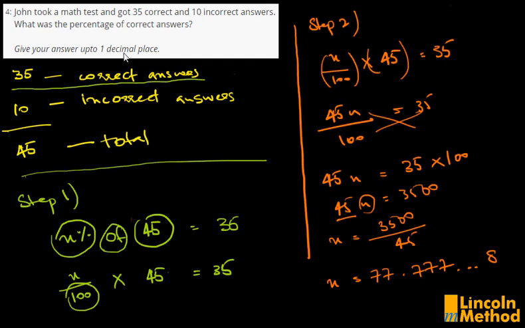Now since the question wants us to give an answer up to one decimal place, we can round it off to x equals 77.8, and since we're dealing with percentages, let's not forget the percent sign. So x is 77.8%, which is the percentage of the correct answers that John had.